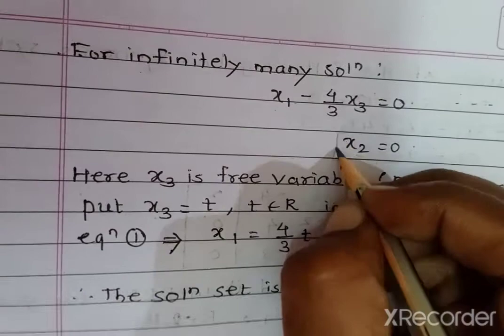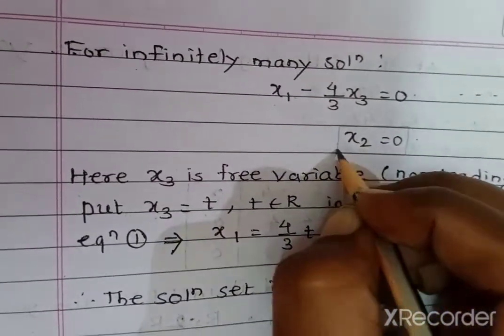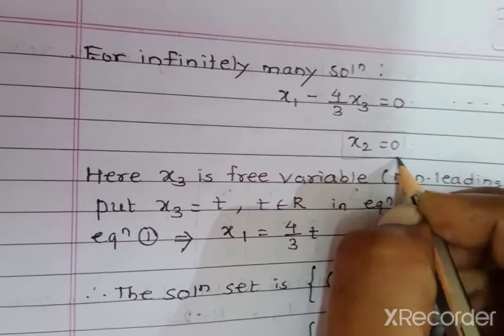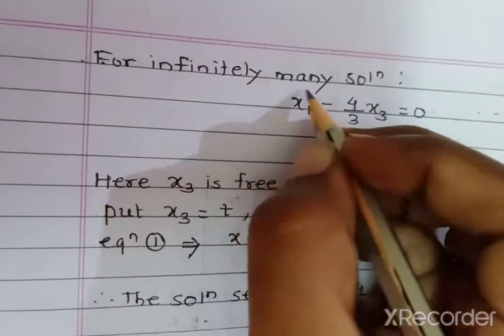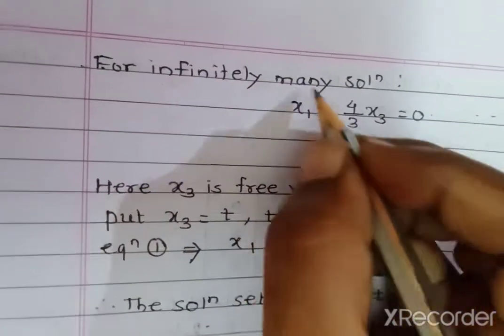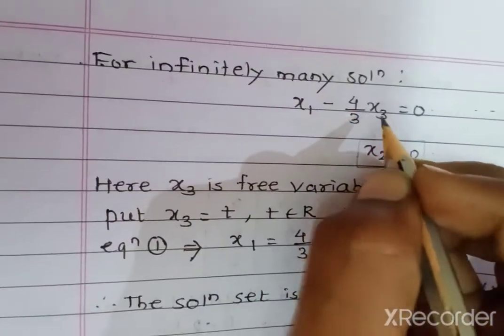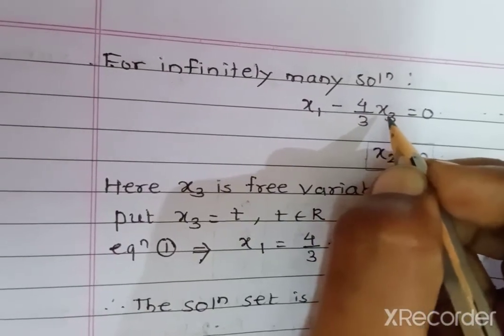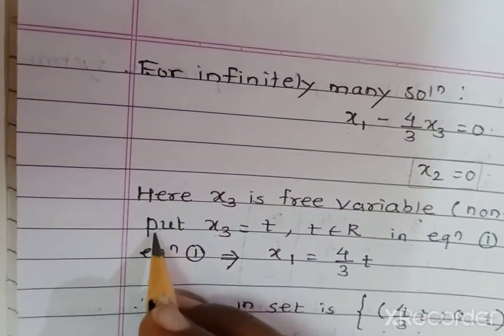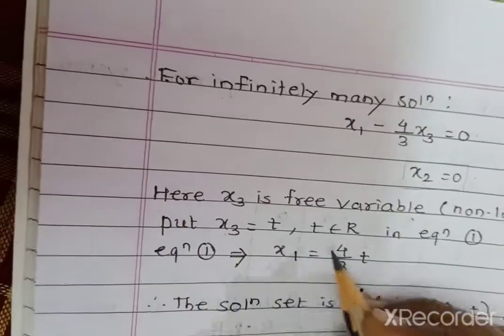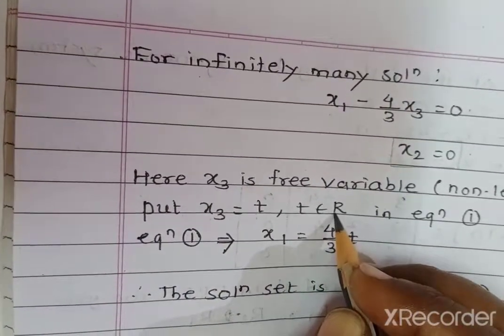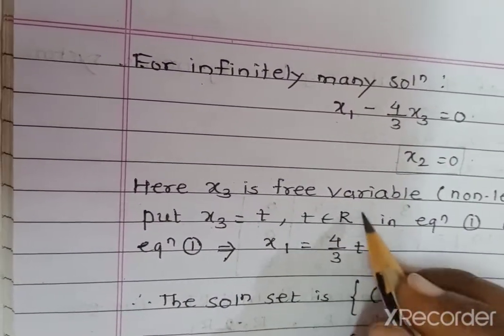From our second equation we directly get the value x2 equal to 0. Now it remains to find the value of x1. For finding the value of x1 we need to put some value for x3. So we write down here, put x3 equal to t, where t belongs to capital R, which is nothing but the real numbers.